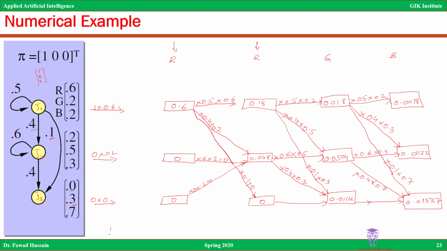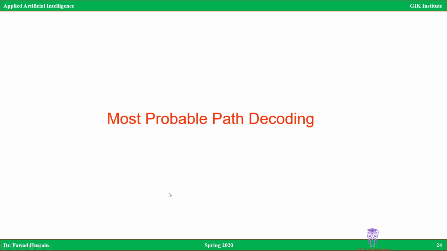So finally we are going to say that the probability of selecting red, green or blue irrespective of the jars is equal to 0.0018 plus 0.01123 plus 0.01537. So this is the probability. This is the first problem, in which we are trying to find the probability of a sequence. So I hope it's clear with this worked example. Now let's move on to the second question.